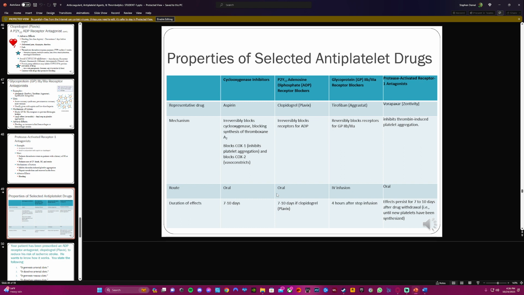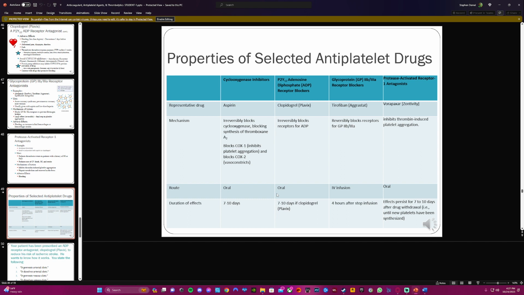Next is P2Y12 adenosine diphosphate, ADP, receptor blockers. The drug represented is clopidogrel or Plavix. This irreversibly blocks receptors for ADP. The route is oral, and it is 7 to 10 days duration for clopidogrel or Plavix.